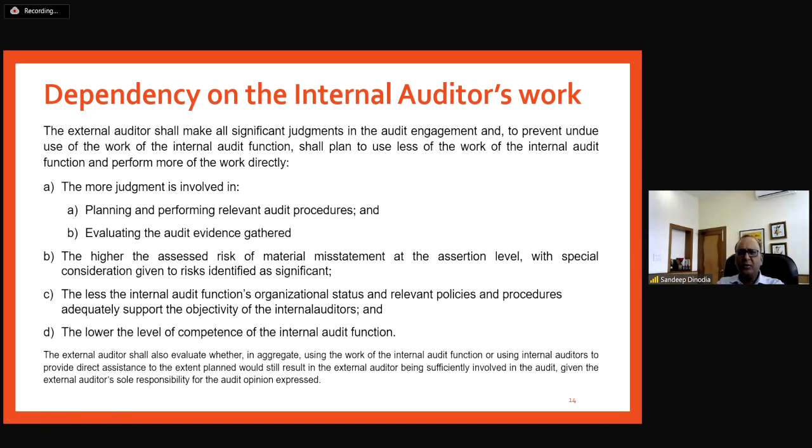When depending on the internal auditor's work, the external auditor shall make significant judgments in the audit engagement.